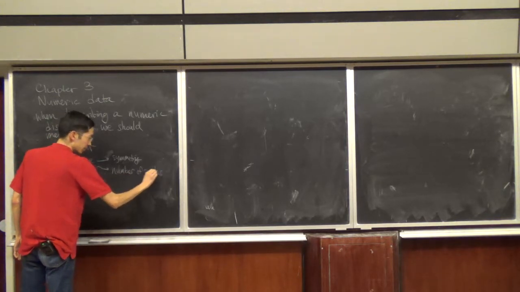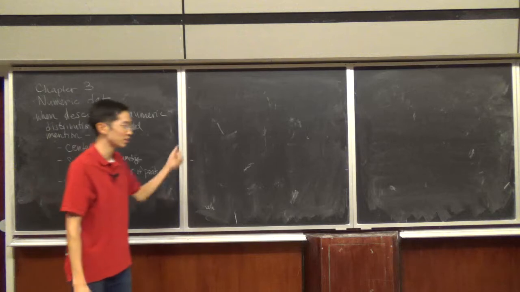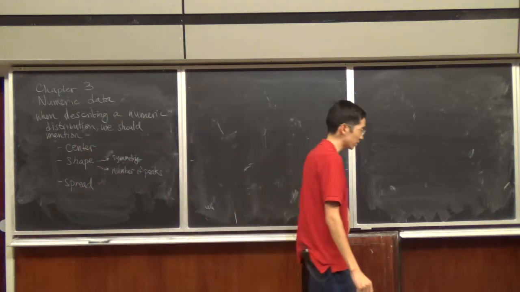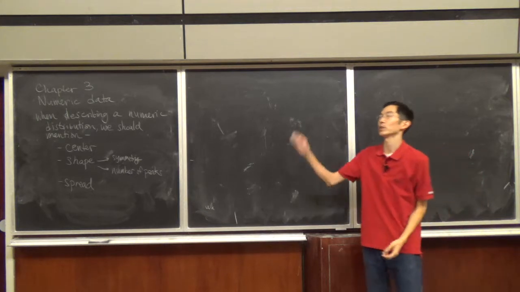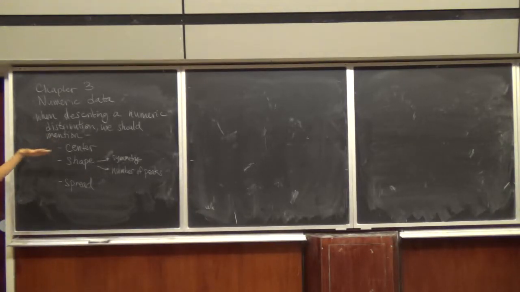Make sure, if I ask you to describe the shape of a distribution, that you mention both of these things. If you only mention one and not the other, you will not get full credit, all right? When I say describe the shape of a distribution, you have to mention both the number of peaks and the symmetry. So tell me, is it unimodal, bimodal, multimodal? Is it symmetric, skewed, skewed right, skewed left? Another one that doesn't quite fit would be uniform. But these are the things we want to talk about: the center, the shape, and the spread.